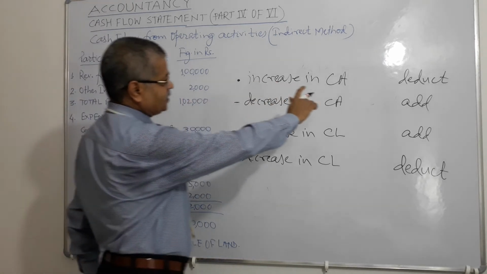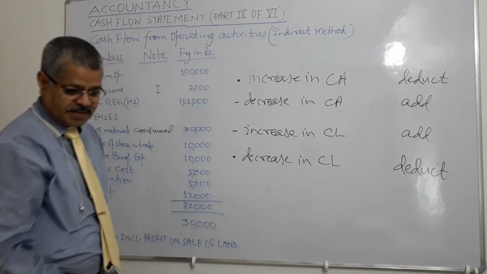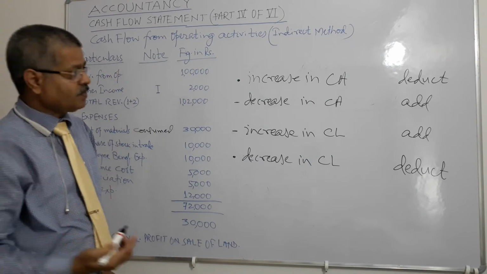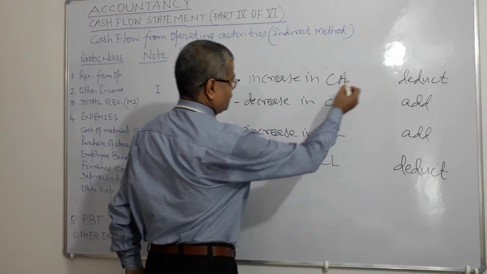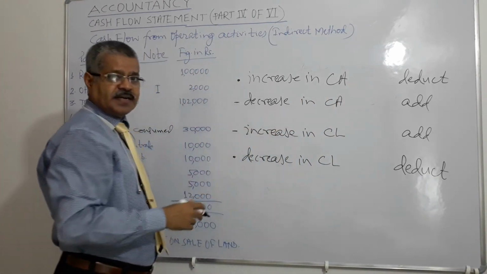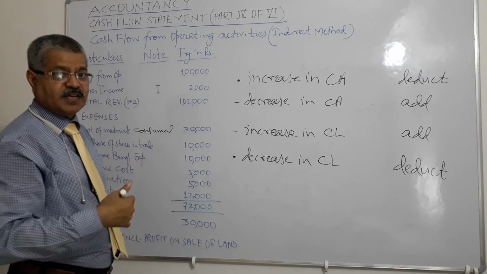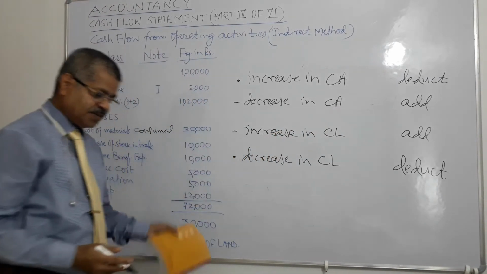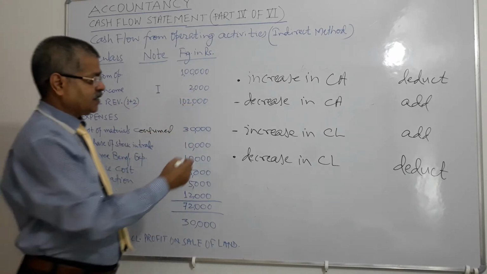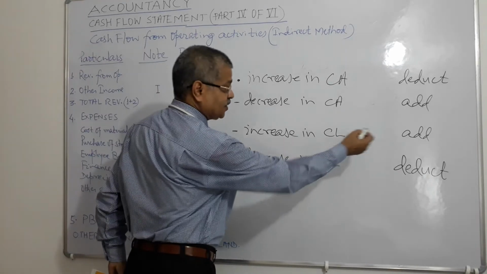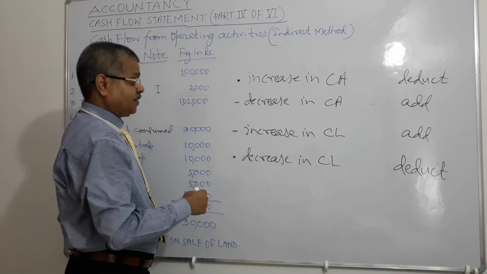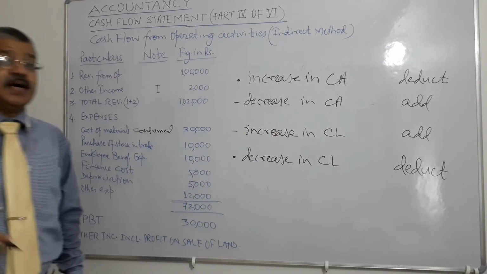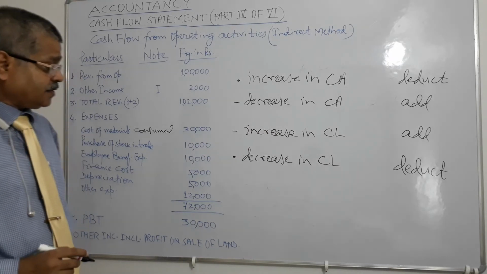Increase in current asset. What happens when there is an increase in current asset? Cash is used up, so we need to deduct it. When there is a decrease in current assets, cash inflows, so we need to add it. When there is an increase in current liability, there is an inflow of cash, so it needs to be added to the operating profit. And where there is a decrease in current liability, we need to deduct it, right?